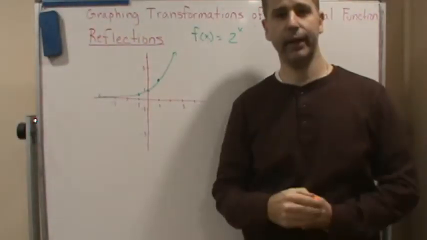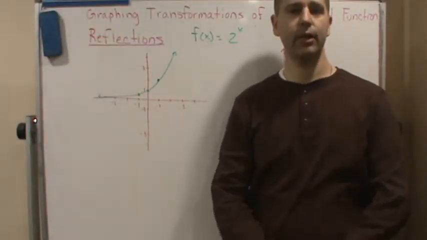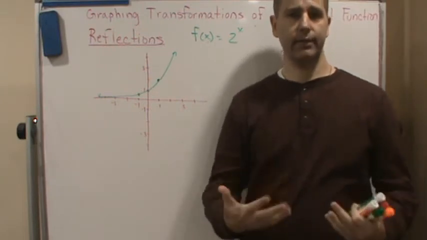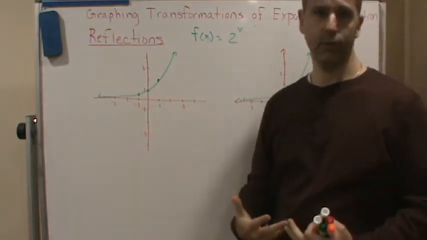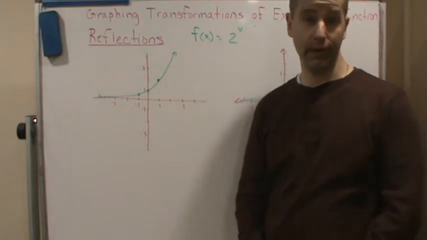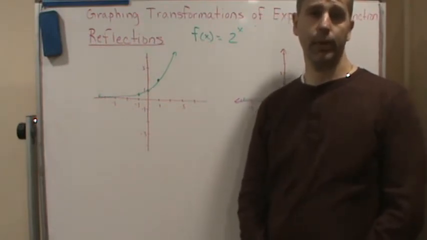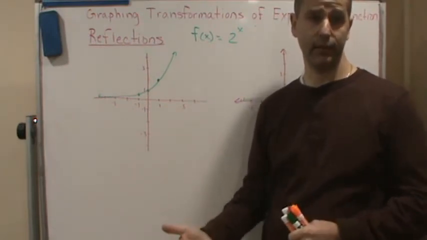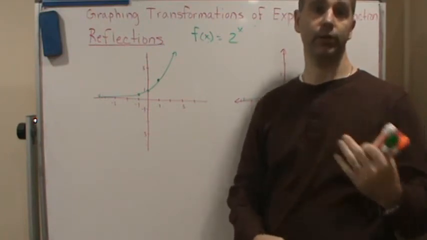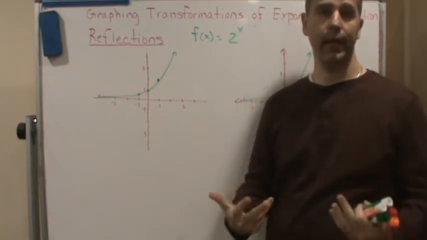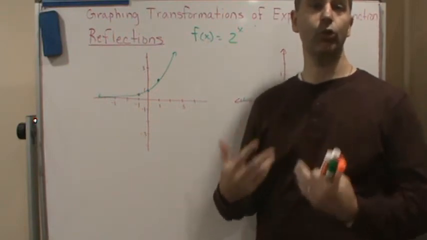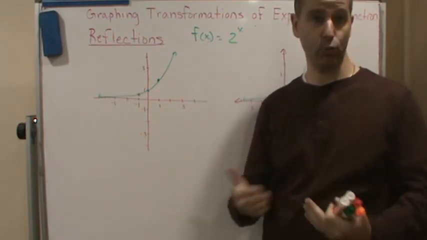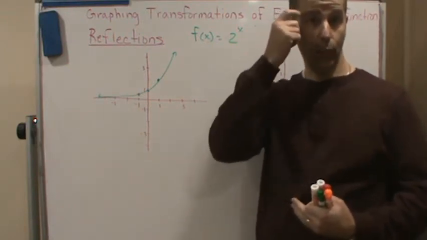Okay, so welcome back. Today we're going to talk about reflections. This is the last piece of the puzzle. So what is a reflection? Well, we have two reflections that we're going to talk about: reflections across the x-axis and reflections across the y-axis. I'm going to break it down for you so you can recognize which is which when you see them.